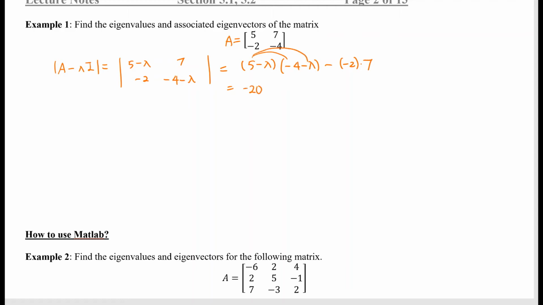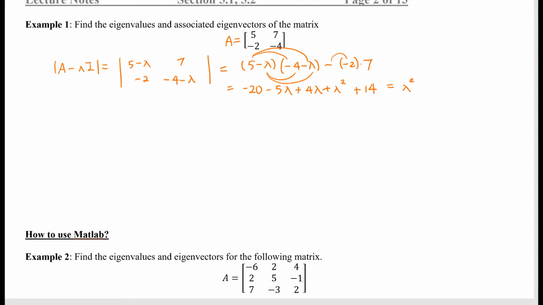5 times minus lambda is minus 5 lambda. Minus lambda times negative 4 is plus 4 lambda. Minus lambda times minus lambda is plus lambda squared. Minus becomes plus. 2 times 7 is 14. Is that okay, everybody? And let's reorder it.